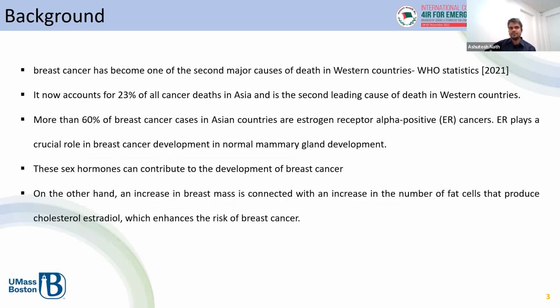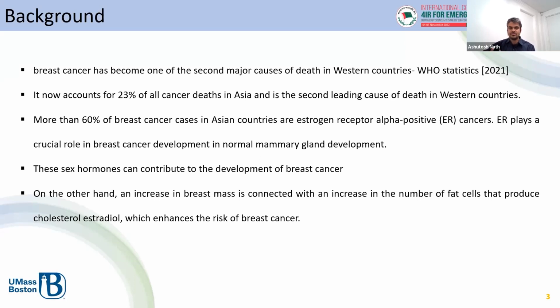Basically, according to the World Health Organization, 2021, breast cancer became the second major cause of death in Western countries. It also accounts for 23% of all cancer deaths in Asia, and more than 60% of breast cancer in Asian countries is caused by estrogen receptor alpha positive cancer. ER means estrogen receptor alpha positive cancers.